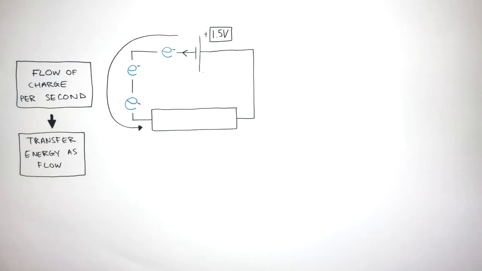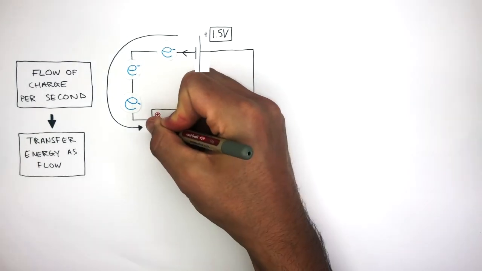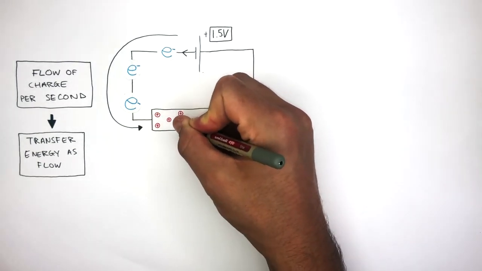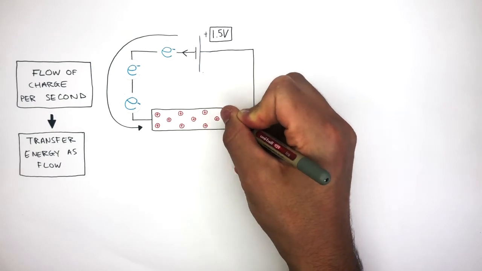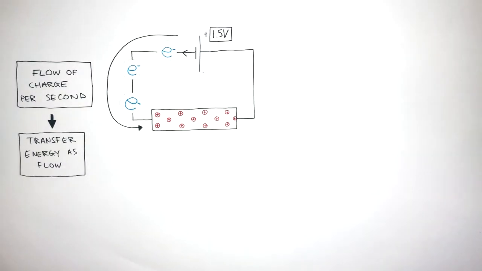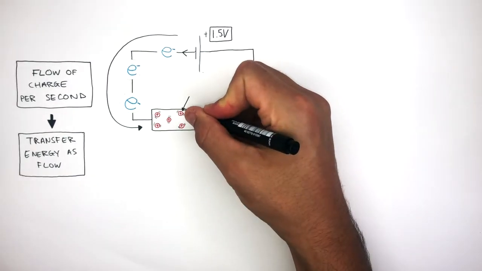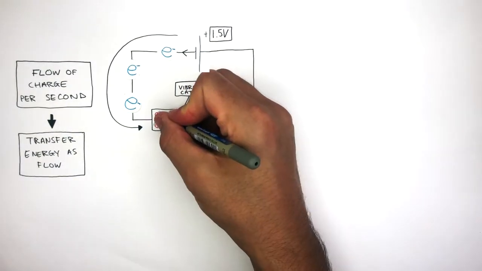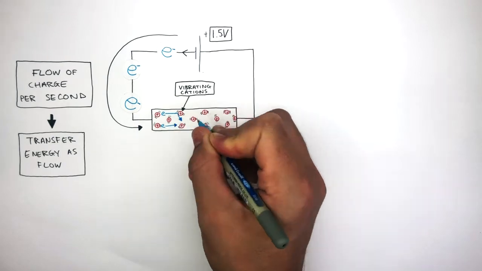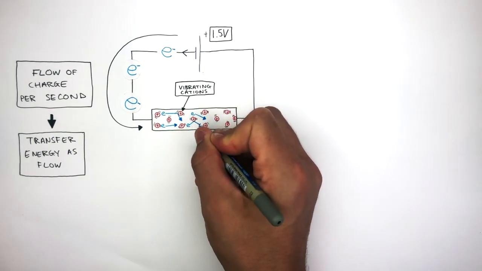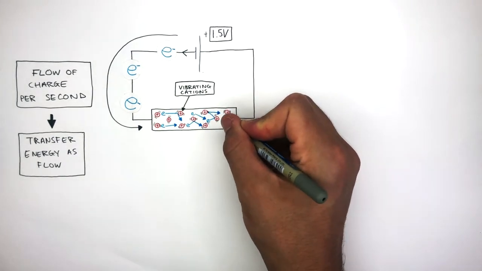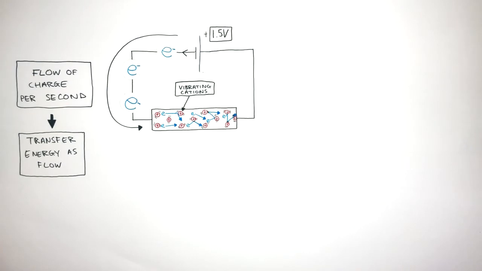Let's now focus on how resistance causes a heating effect as these electrons flow through this resistor. These red circles with red crosses represent the positive metal cations, which are held in a fixed position and just vibrate about that fixed position. These vibrating cations cause the electrons to collide. The more the cations vibrate, the more the electrons collide with them. The less the cations vibrate, the less the electrons collide with them.